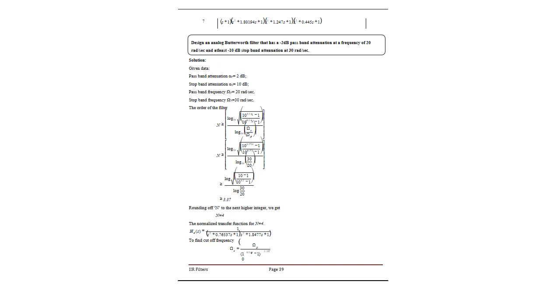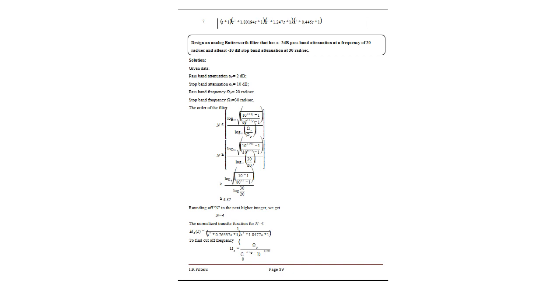Okay. So let me see one problem. Design an analog Butterworth filter that has a minus 2 decibel passband attenuation at the frequency of 20 radians per second, and at least minus 10 decibel stop band attenuation at 30 radians per second. So first we have to write the given data. That is passband attenuation alpha P is 2 decibel and stop band attenuation alpha S is 10 decibel. Passband frequency omega P is 20 radians per second. Stop band frequency omega S is 30 radians per second.